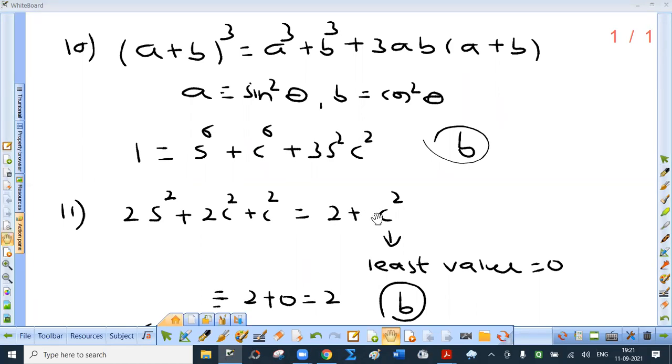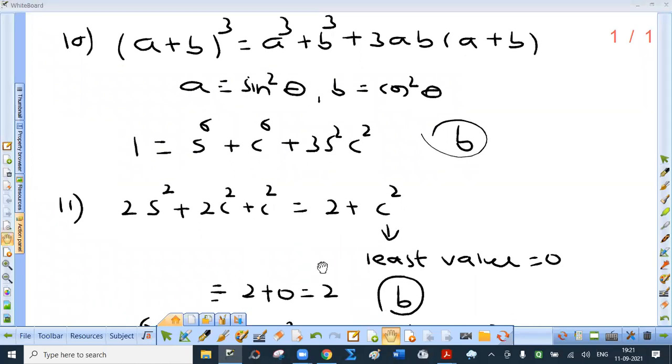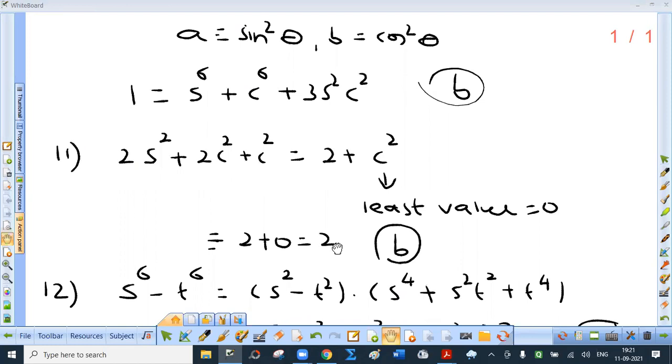Now we are asked to find the least value. The value will be the least when cos square is the least. Least value of a square is equal to 0. So 2 plus 0, so 2 is the answer, which is given in option B.